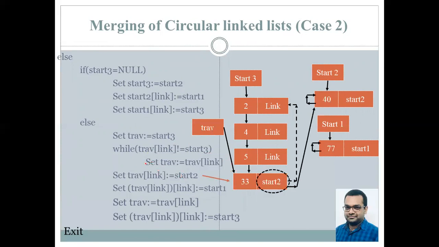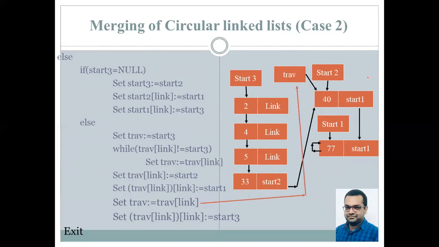So now the control assigns traversal link equal to start2. So now you can see over here, this address which was earlier start3 now becomes the start2, and this last node starts pointing to the only node that is left in the circular linked list 2. Now we assign traversal link of link equals to start1 because traversal points over here. So traversal's link takes us to this node and traversal link of link takes us to this place, and setting its value equal to start1 causes a change in this link of the linked list 2.